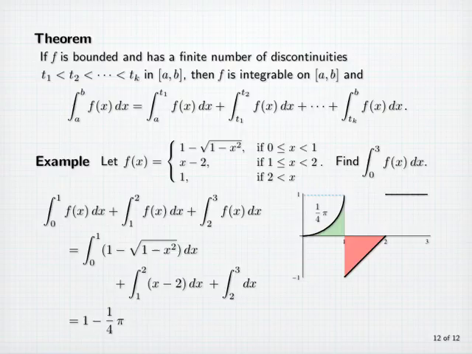The integral from 2 to 3 of dx is just 1 times 1, and so the integral from 0 to 3 of f of x dx is 1 minus 1/4 pi minus 1/2 plus 1 equals 3/2 minus pi over 4, or if you prefer, 6 minus pi divided by 4.